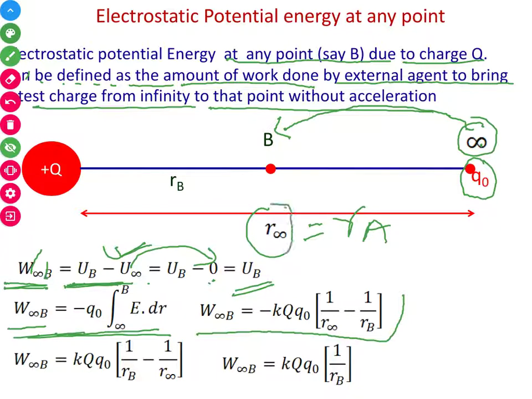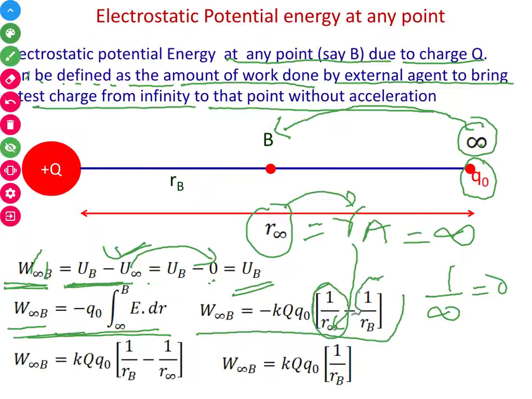So in the previous expression, if we put R infinity in place of RA, it becomes 1 upon R infinity minus 1 upon RB. We all know that R infinity is equal to infinity, and that means 1 upon infinity is equal to 0. So this term becomes 0, and the only thing remaining is minus 1 upon RB. When minus is multiplied with minus, it becomes positive, and we get the final expression.